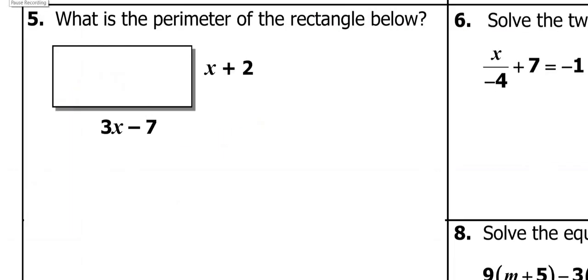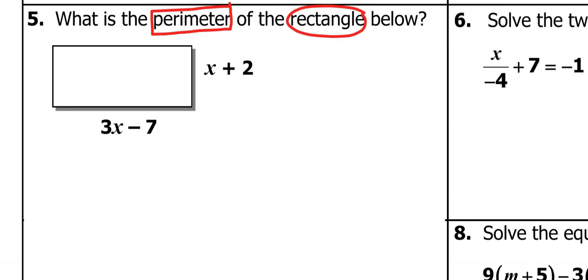5. What is the perimeter of the rectangle below? So our final ask is to find the perimeter of the shape below. Now this shape is a rectangle. What you need to know about a rectangle is that opposite sides have the same length.